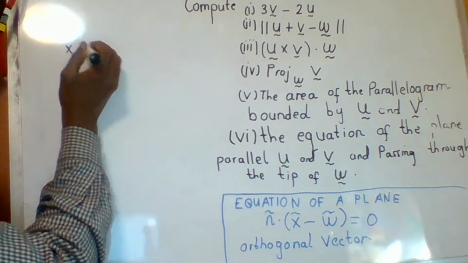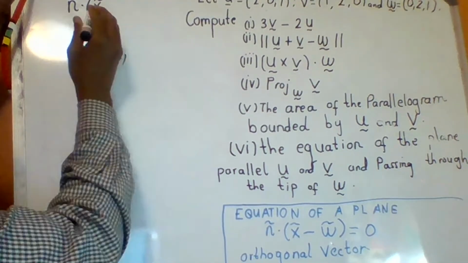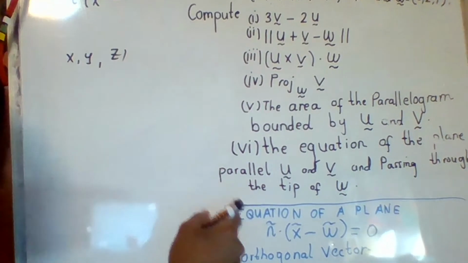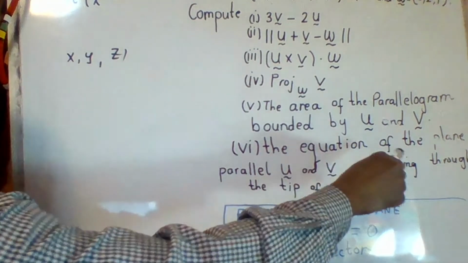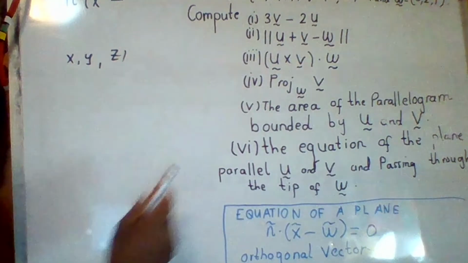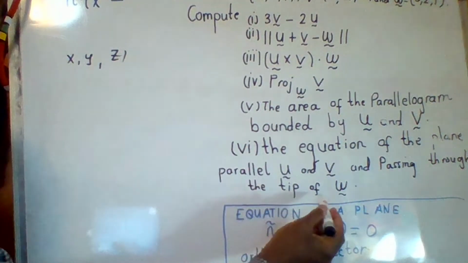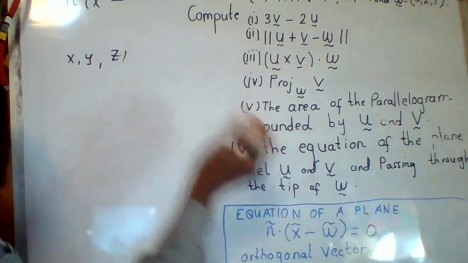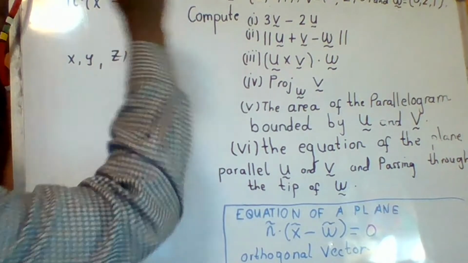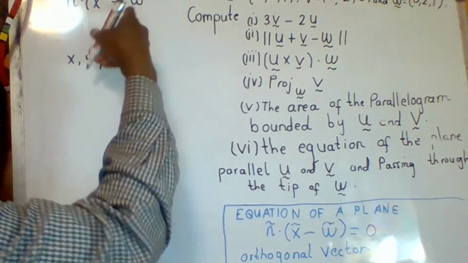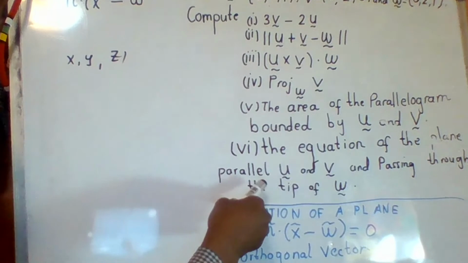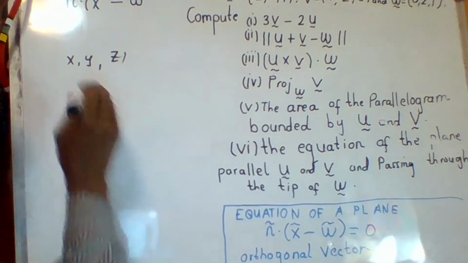The equation of a plane always says n, which is called the normal vector, dot x, where this x vector means x, y, and z. These are vectors, remember. You minus whichever vector is mentioned. In this question, the equation of the plane is parallel to u and v and passes through the tip of w. If they say tip of u, you write u here. If they say tip of m, you put m here.